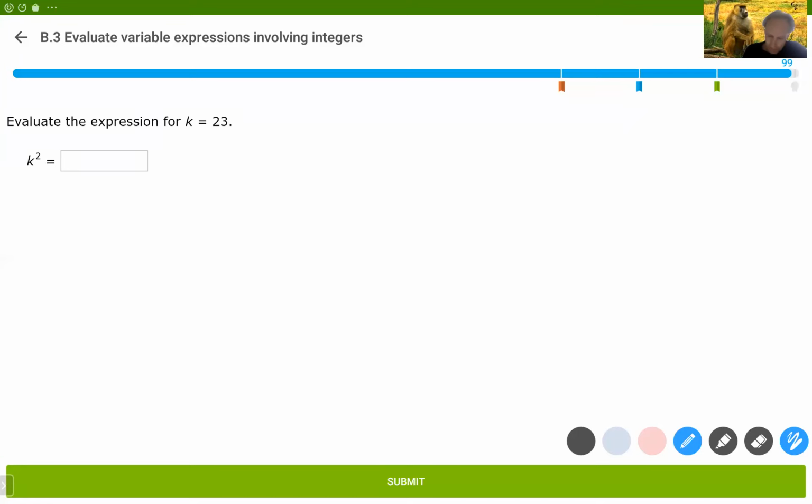And 23 squared. 23 squared. And what I'm going to do is I'm going to use the FOIL method to do this. Most of you are aware that FOIL is first, outer, inner, last. And so I'm going to do it in my head, but let me write it out for you so you can see what I'm doing. What I'm going to do is I'm going to take the 400 and I'm going to add the 120 plus the 9.